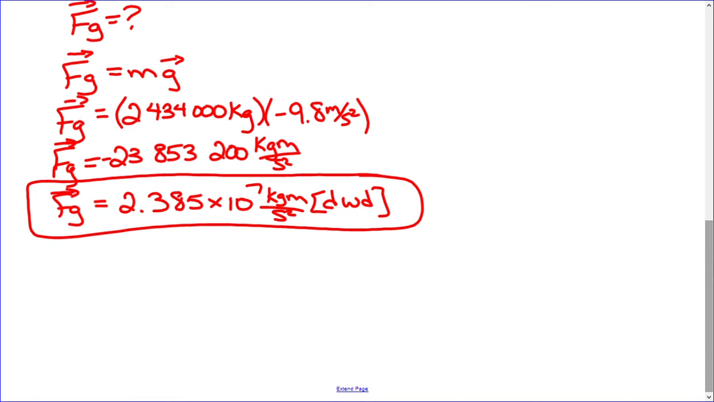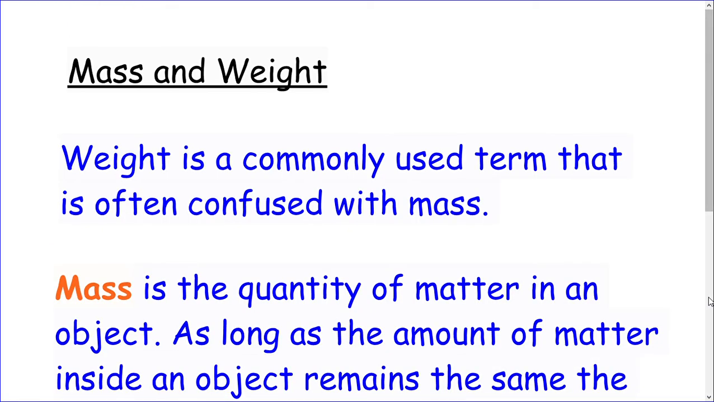Okay, so that's just being able to calculate what gravitational field strength looks like. I'm going to pause the video here, and we're going to come back and talk about mass and weight in the next video. So, hopefully that was a good little intro into how gravitational field strength is calculated.